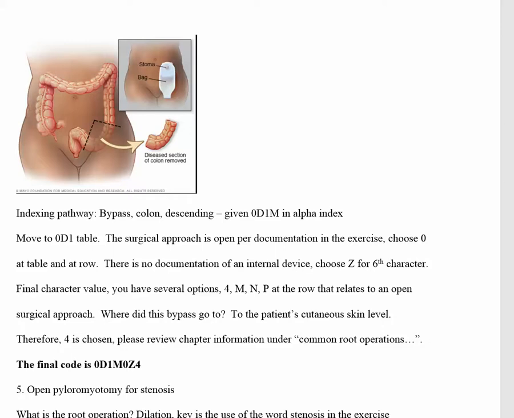And she talks about that in your textbook chapter under common root operations. She talks about colostomies. And the final code is 0D1M0Z4.